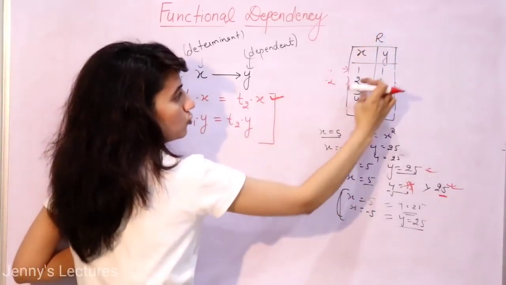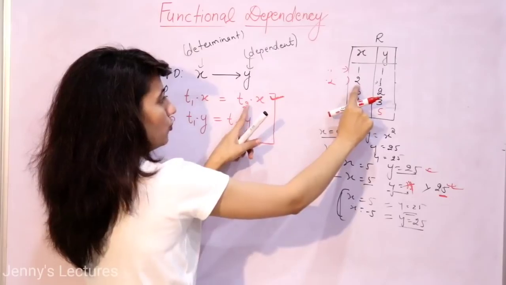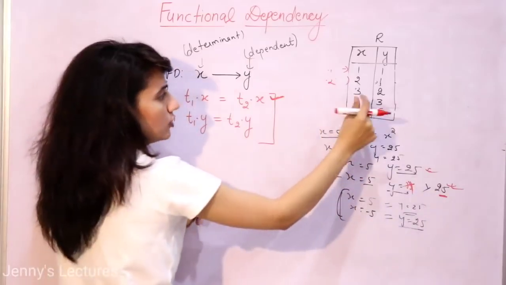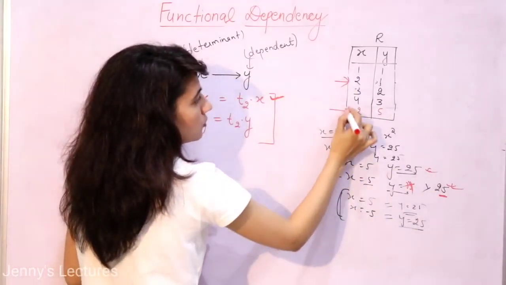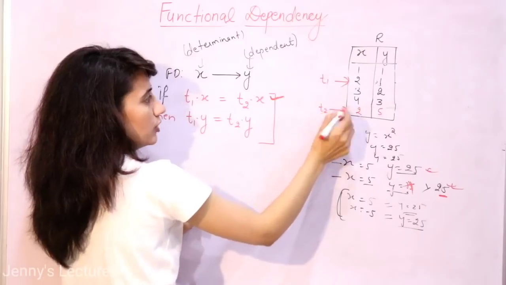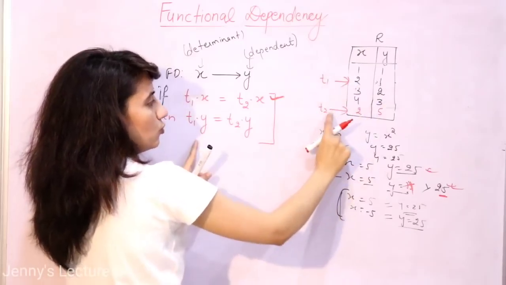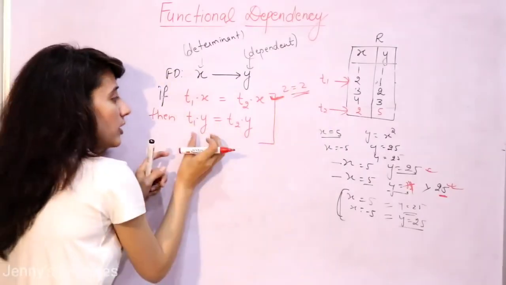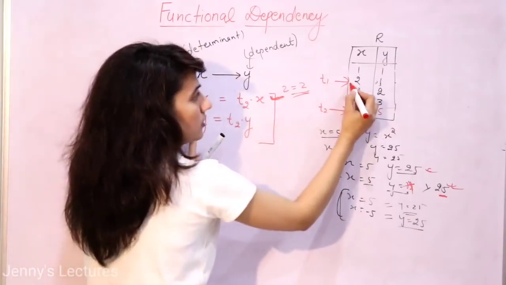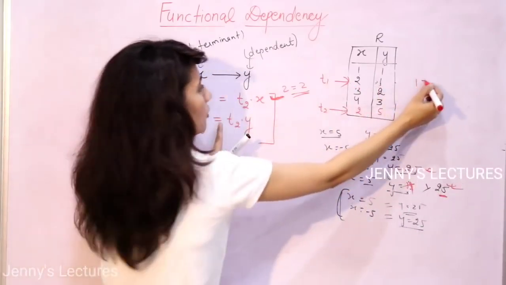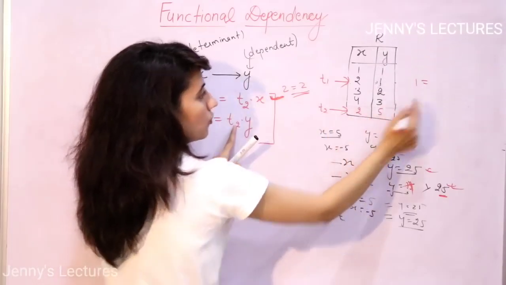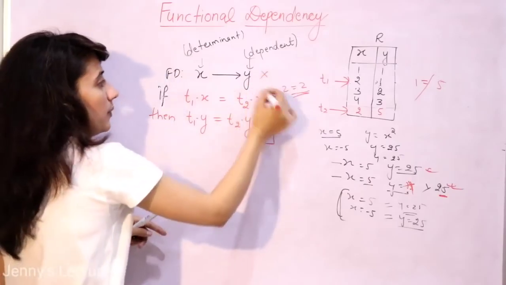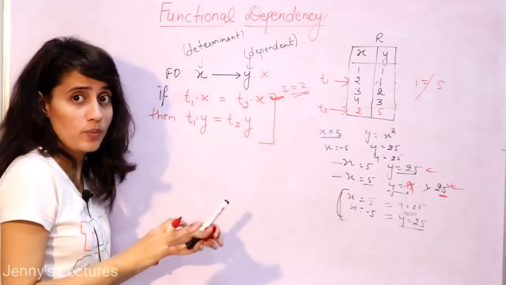Now suppose I am taking these two tuples, 2 and 3. The x value in this tuple is 2, in this tuple it is 3. Is it the same? No, so we will not check the y value. Now check this tuple and this one, suppose this is t1 and this is t2. t1 dot x is 2, t2 dot x is 2. Now this condition is true because both are 2. Now you must check this condition: t1 dot y is 1, and t2 dot y is 5. But this condition is not true in this case, right? So this is not a functional dependency here. I hope you got my point.